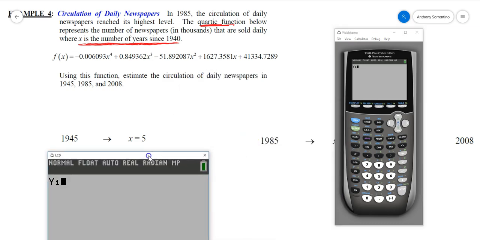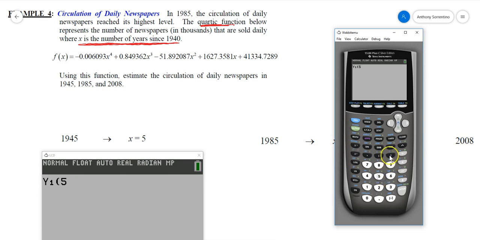And so if I want to see what happens when x equals 5, I'm just going to put in parentheses 5, and that's the readership. Now remember, this is in thousands, so that's 48,277,000. So I would say it's about 48,277,000 readers for the newspaper, if you round it off to the nearest whole.